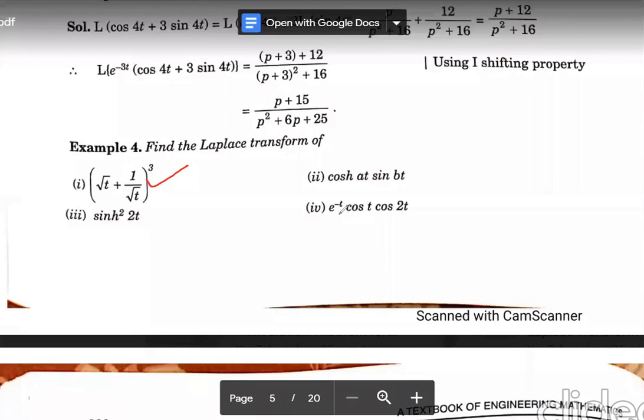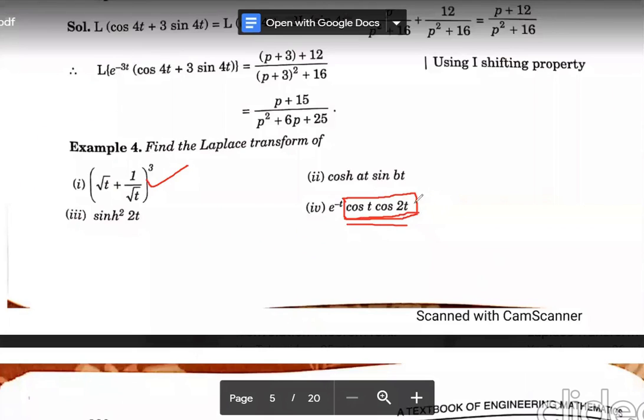Similarly here, in order to find this one, e to the power minus t into cos t into cos twice t. Now you don't know the formula directly. So if you consider this one as f of t, and e to the power minus t into f(t), so this is nothing but the first shifting property. Now here if you consider this one as f of t, then also you won't be able to find the Laplace transform of this directly, as already discussed earlier.